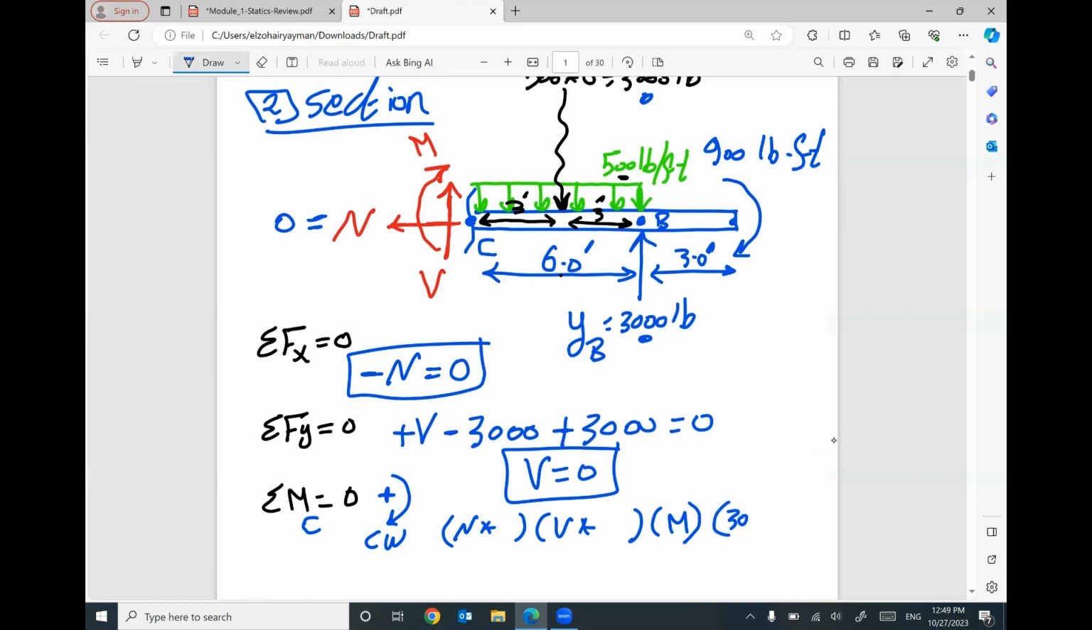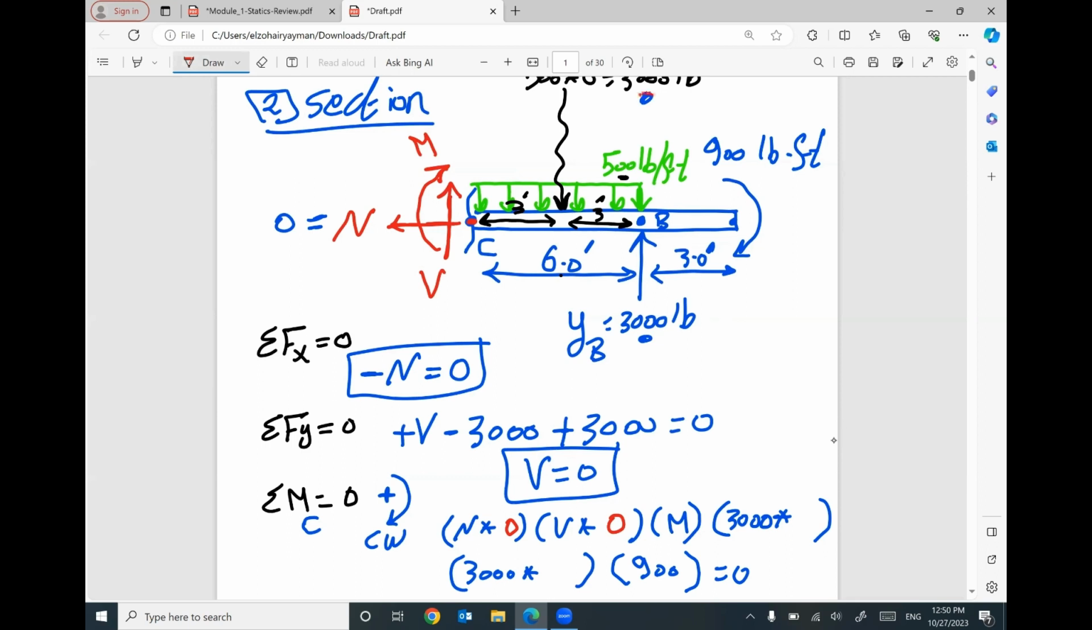3,000, the equivalent of the distributed load, times distance. YB, which is 3,000 times distance. And then 900 does not need distance because it's a moment, equals 0. I have to list everything. What is the distance between capital N and the point C? We don't have distance. Capital V and the C, we don't have distance. Capital M does not need distance.